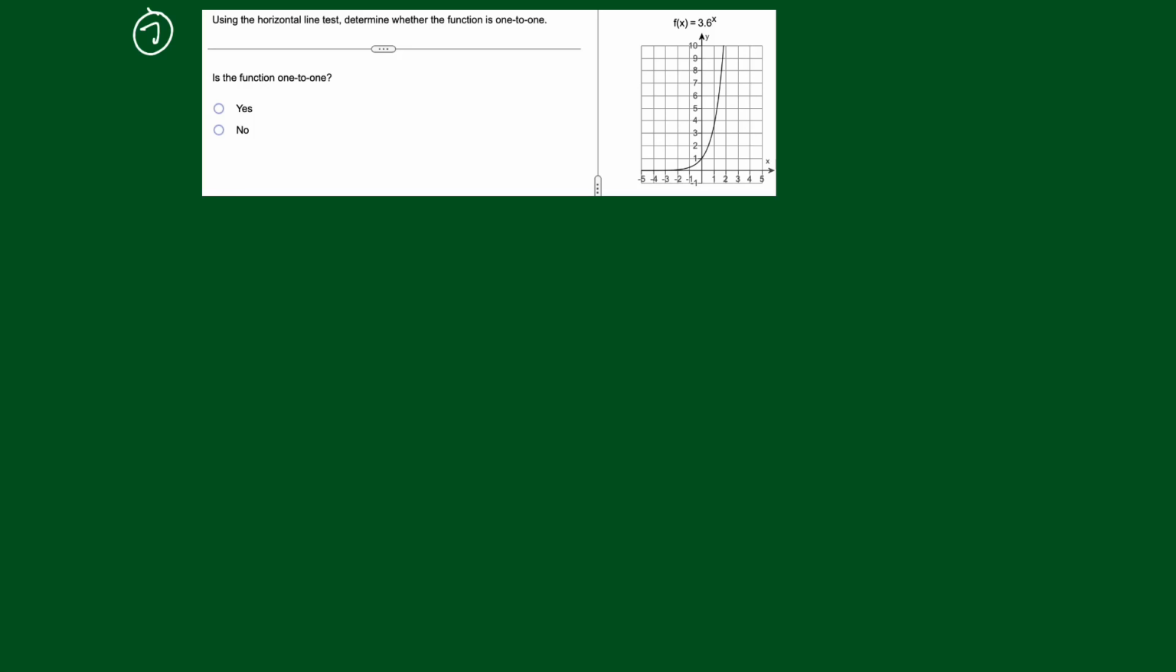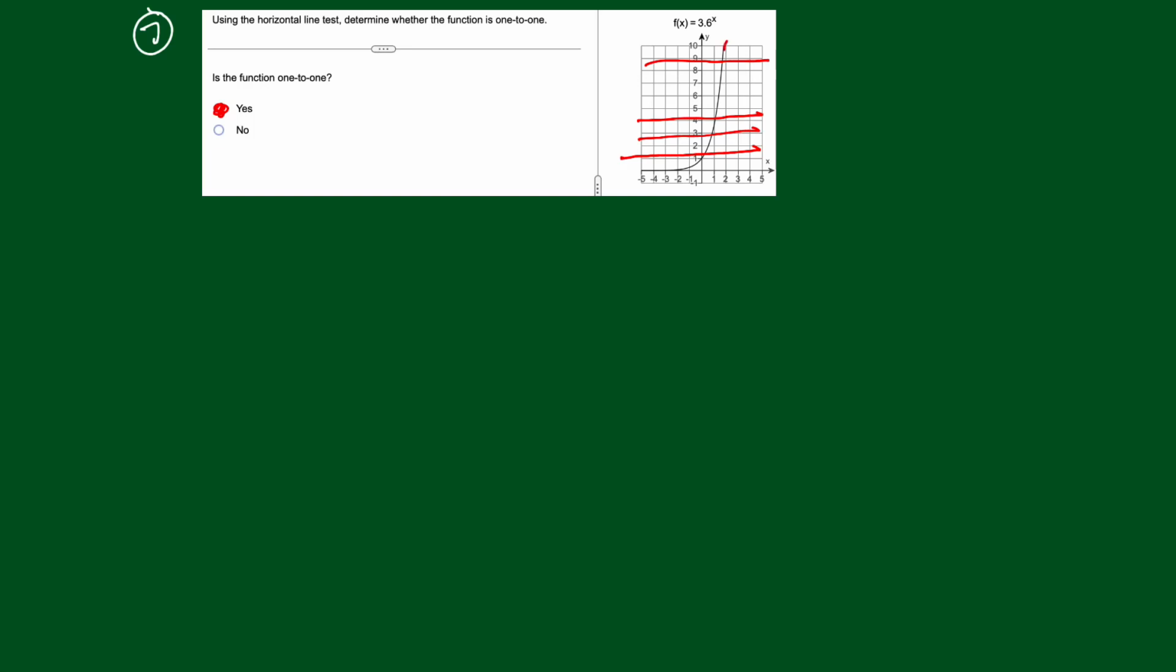But what I want to do is use the horizontal line test. Now the horizontal line test goes like this. If you draw a horizontal line anywhere, like here, does it intercept it no more than one time? This line that I drew intercepts just once. This line intercepts only once. This line intercepts only once. In fact, no matter where I draw a horizontal line, it will not intercept it more than one time. So I'm going to say yes, by the horizontal line test, this function is one-to-one.